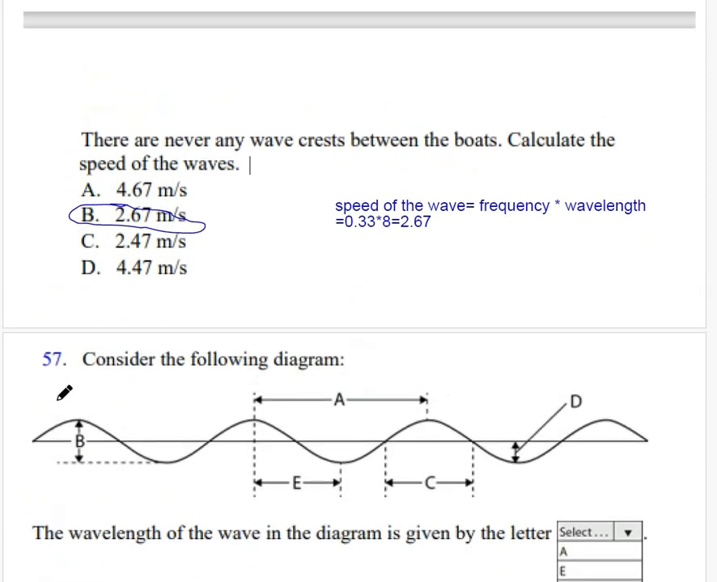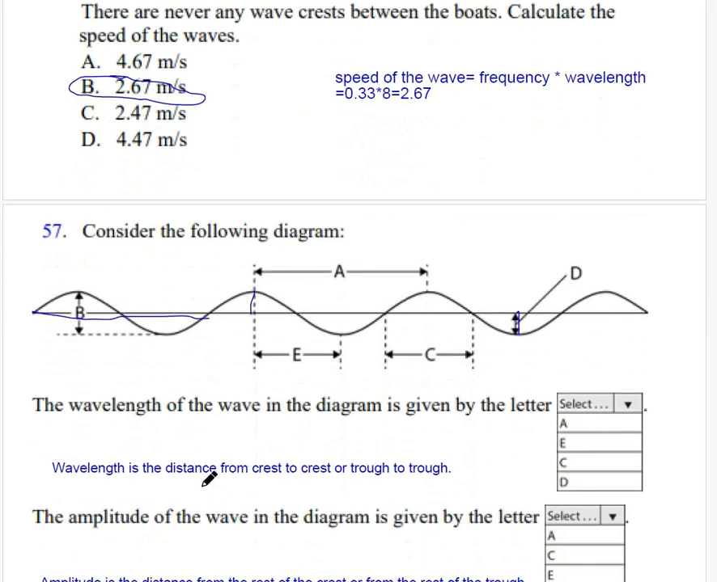Consider this diagram. So we have here a wavelength. This is a wave, and parts of a wave are the crest, or the highest peak, and the trough, the lowest peak. This is the equilibrium, and this is the wave. The wavelength is the distance from crest to crest or trough to trough. So this is a crest and this is another crest. The measurement of crest to crest is the wavelength, or the measurement of trough to trough is the wavelength. This is a trough and this is also another trough, so this is also a wavelength.